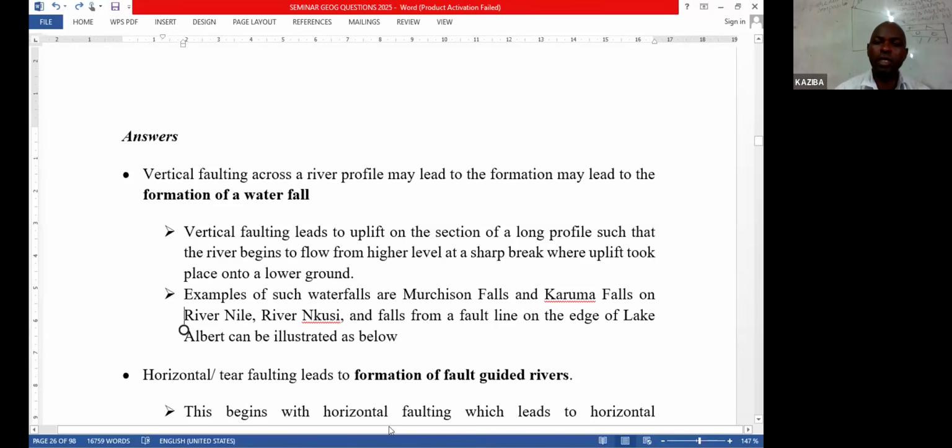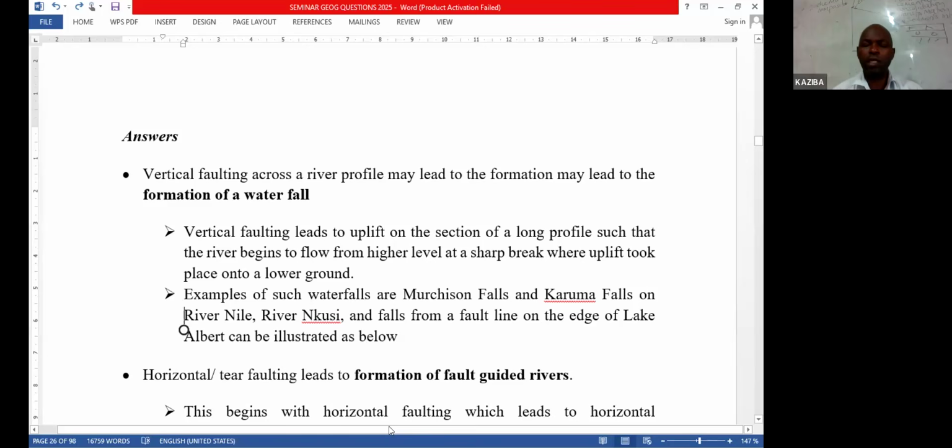Now, the origin of faulting is somehow similar to the origin of volcanicity. We talk about the geochemical, geophysical reactions, and radioactivity decay. Are we together? Geophysical, geochemical reactions, as well as radioactivity decay, which lead to the melting of rocks in the mantle into a molten state.